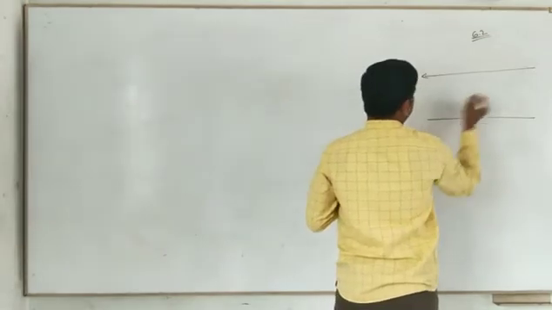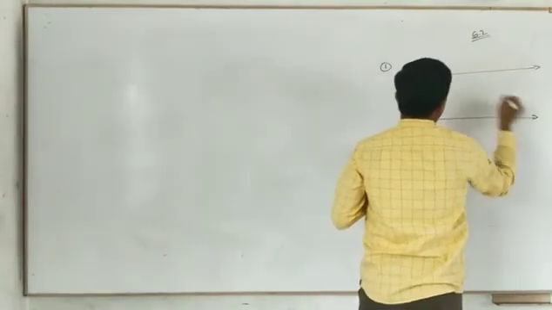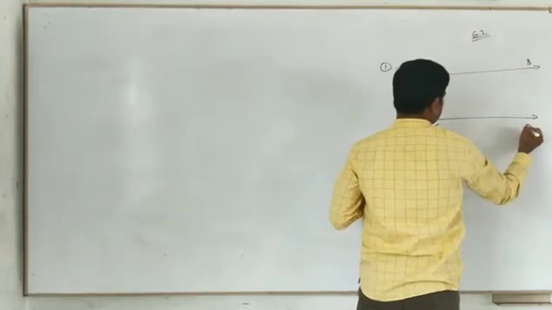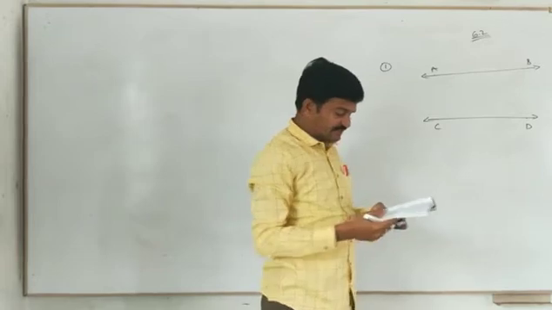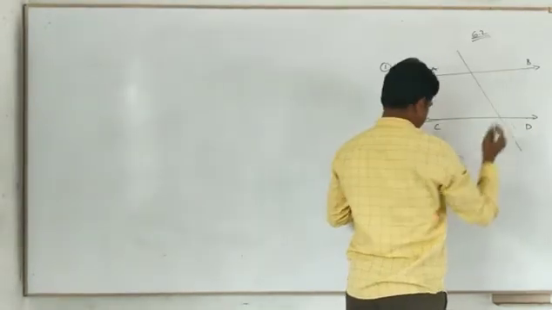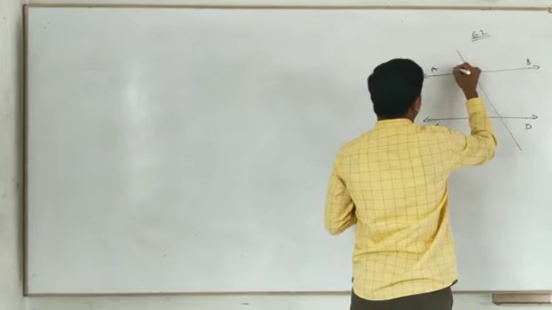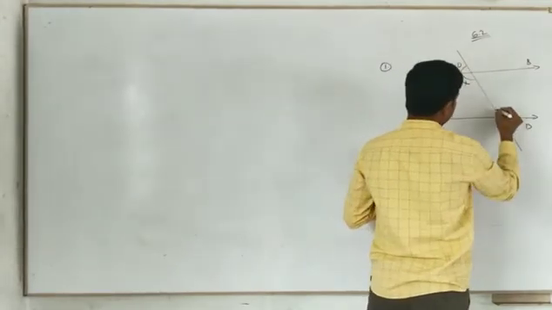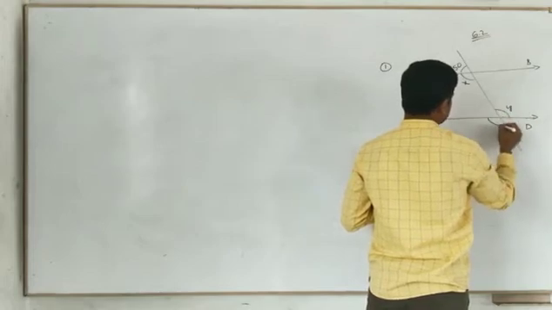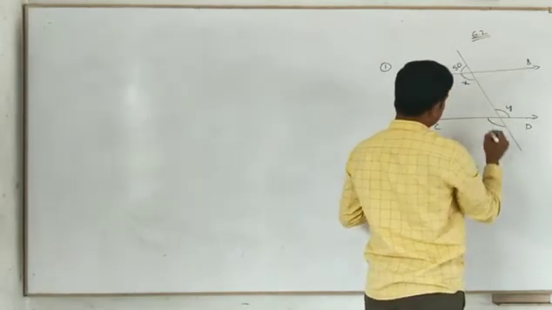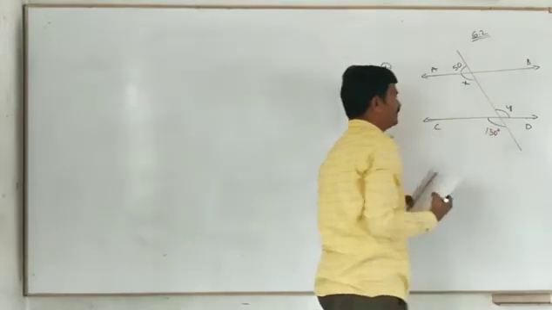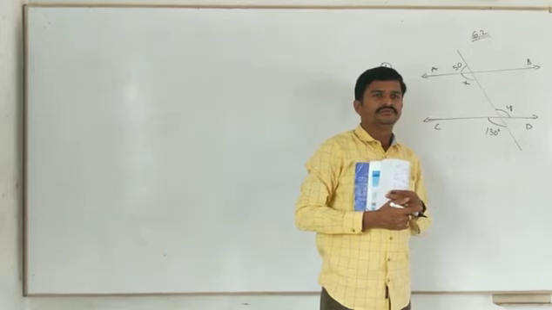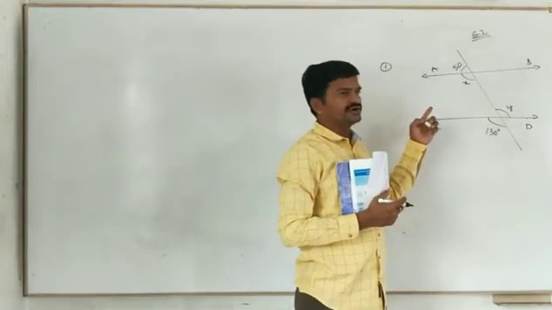This is AB. This is A, B, one line. CD is another line. What is given? AB is parallel to CD is given. Okay, leave it. This is given as 50 and this is given as x, and this is given as y, and this is given as 130. You are asked to find the values of x and y.